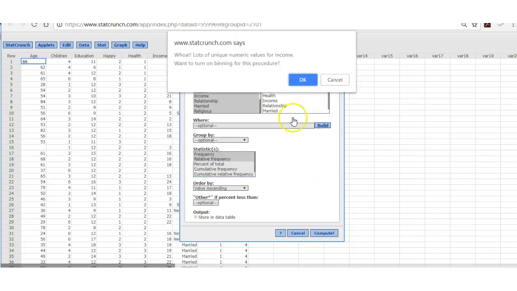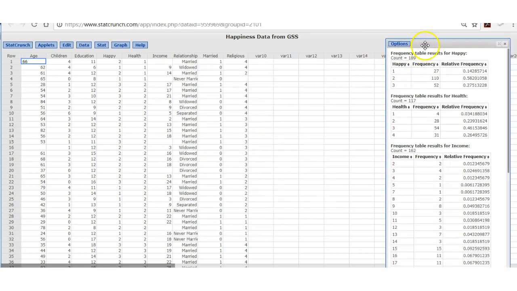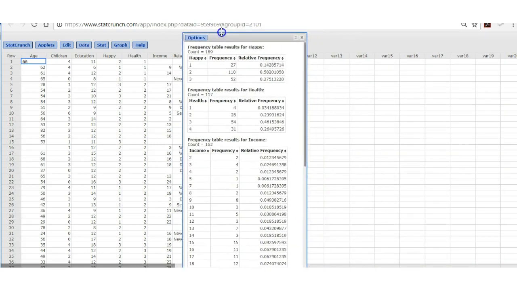Now when I clicked on compute, since one of our variables, income, had a lot of different categories, it had 25 different categories, StatCrunch sees that many different answers for the income, and it wants to know if we want it to turn on binning. What that would do is it would take some of those categories we already have and put them all together into one category. So it would group the categories into bigger categories. We don't want to do that because we want to look at each category separately. So I'm going to click cancel for that, and that way it won't do that to us.